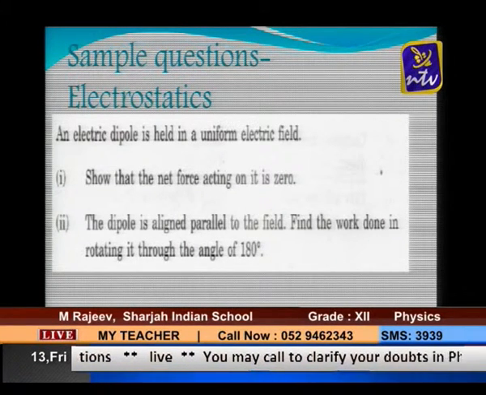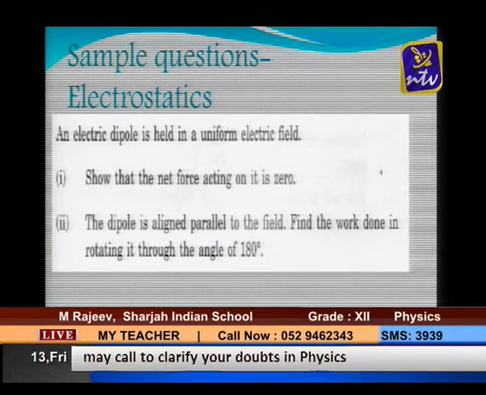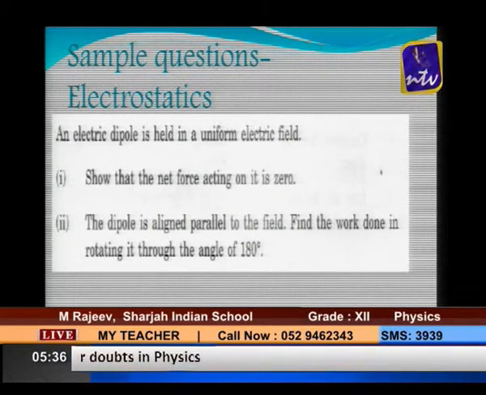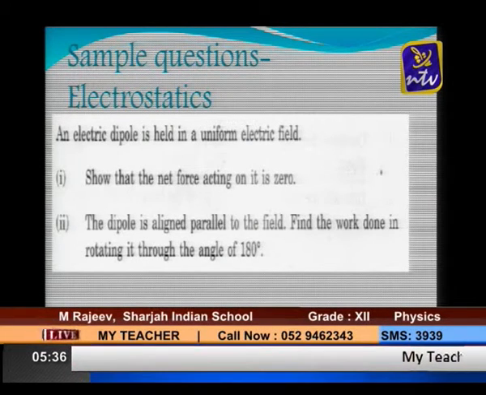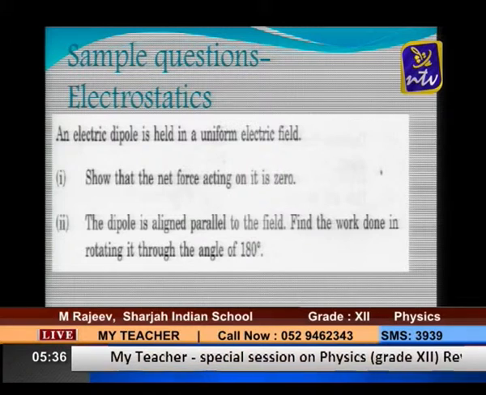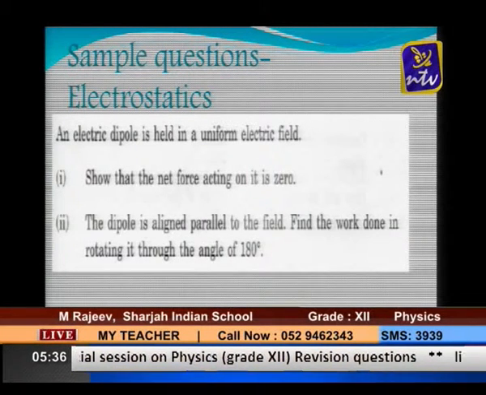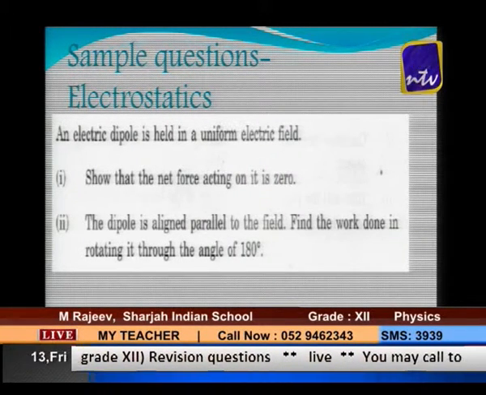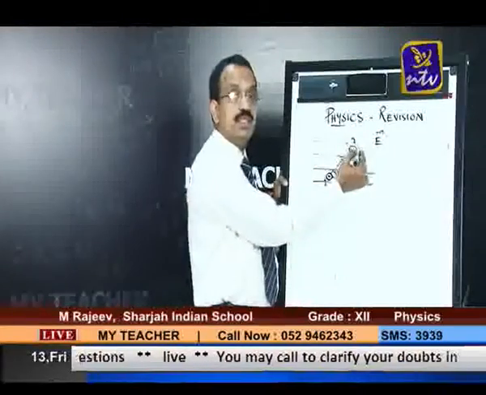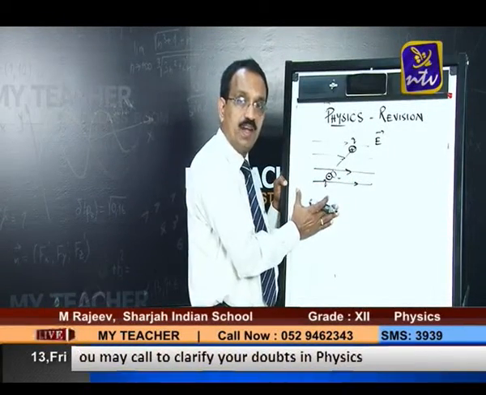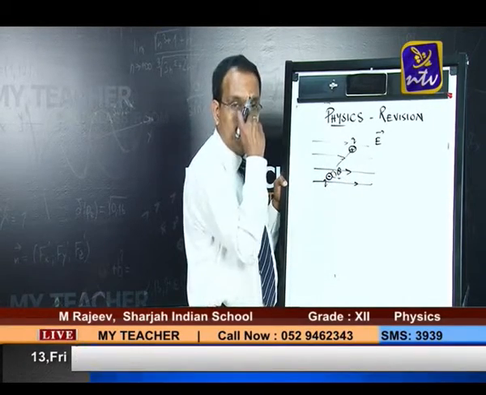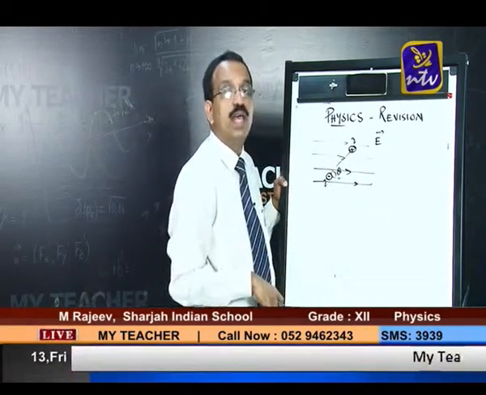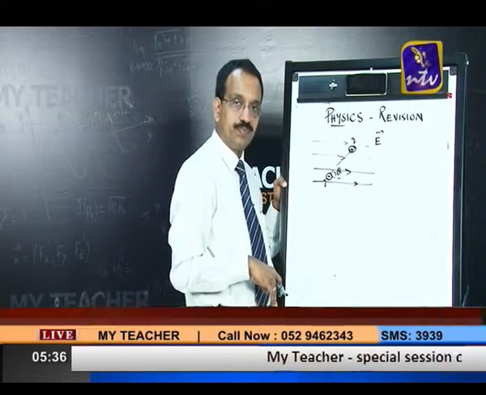There are two questions. The first question is we have to show that the net force is 0, and the second question is, if the dipole is aligned parallel to the field, find the work done in rotating it through an angle of 180 degrees. Both the questions we will solve. Now listen to the board. This is a uniform electric field and a dipole is placed at an angle theta, let us say. We have to prove that the net force acting is 0.